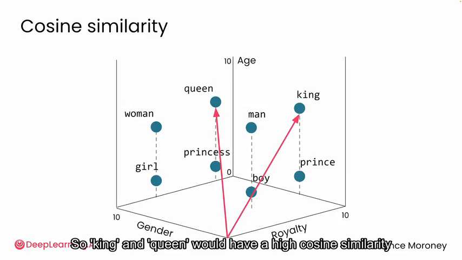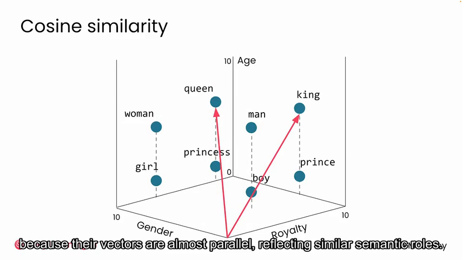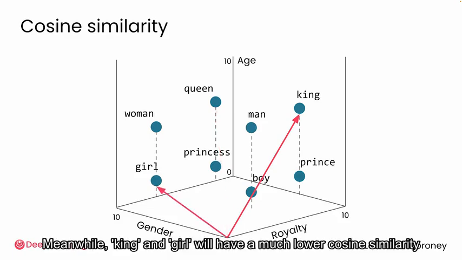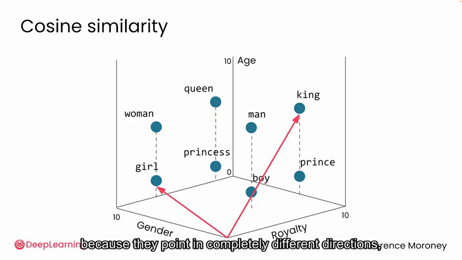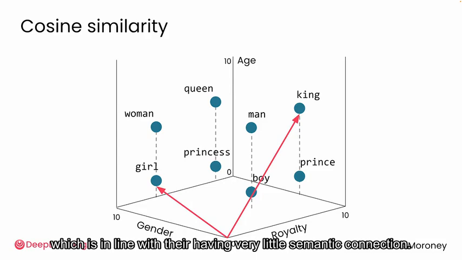So king and queen would have a high cosine similarity because their vectors are almost parallel, reflecting similar semantic roles. Meanwhile, king and girl will have a much lower cosine similarity because they point in completely different directions, which is in line with their having very little semantic connection.